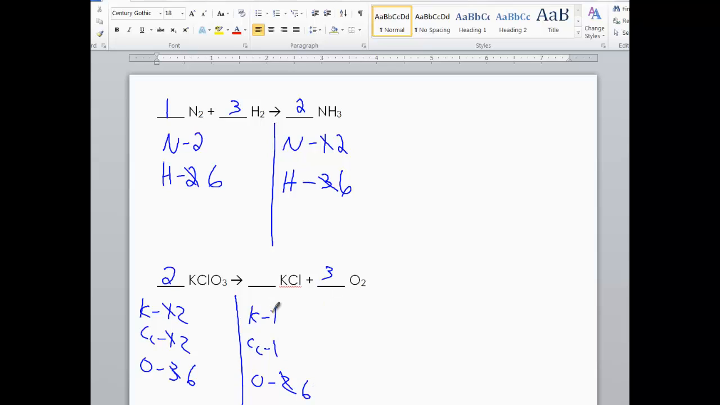And then I need to look at my potassium and chlorine. So 1 and 2, 1 and 2. So I'm going to multiply that by a 2 to balance them out. So I can look at my subscripts. Same on both sides, so now I know my equation is balanced.